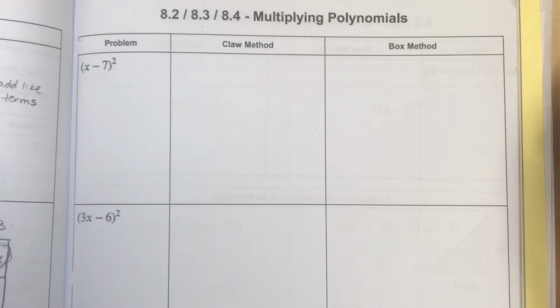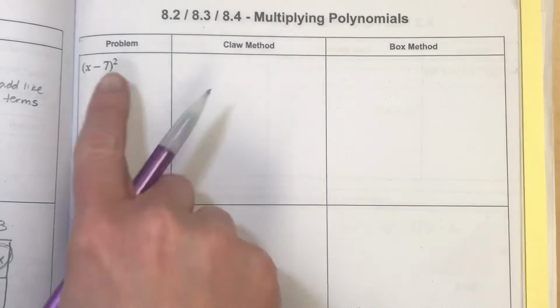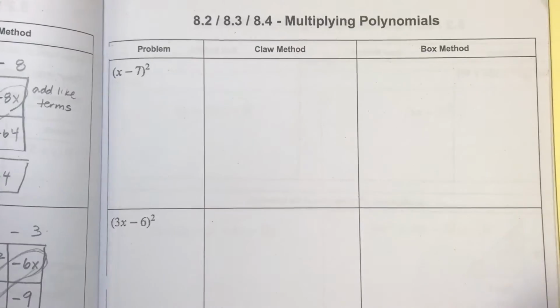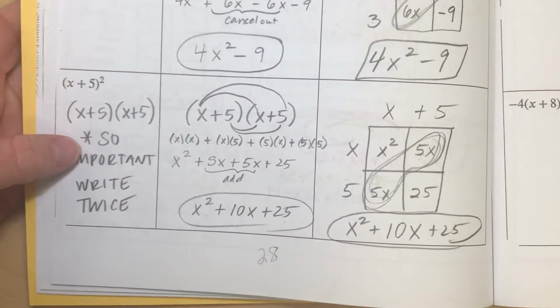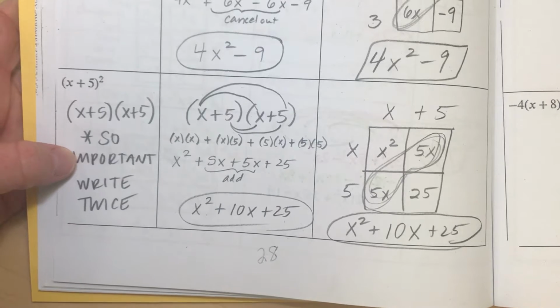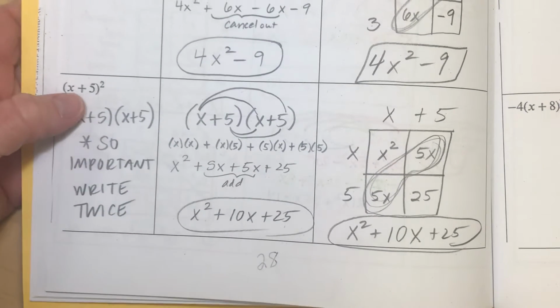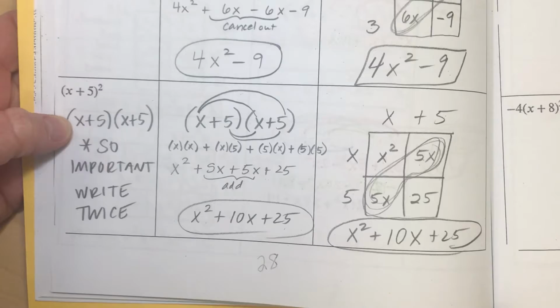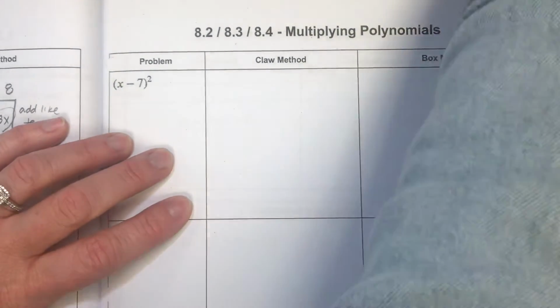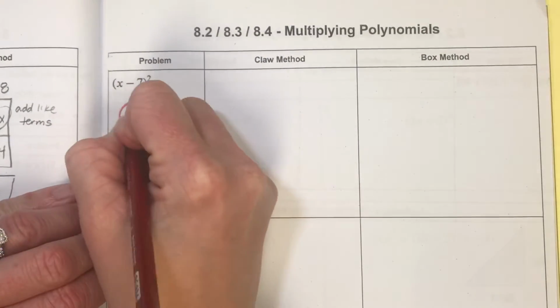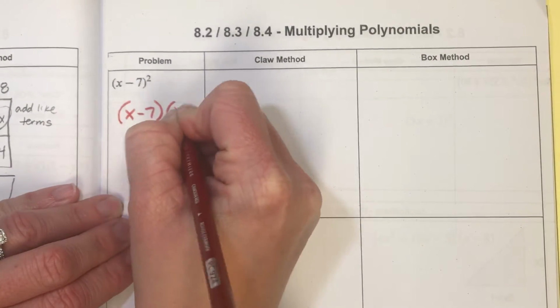In this video, I'm going to show you how to multiply a binomial squared. Now, I did my last example in a previous video, and I'm going to repeat that format here so that it's in both videos. And what I'm going to stress is that when you see a square, it is so important to write out your factor 2 times. Meaning, I want to see an x minus 7 times an x minus 7.